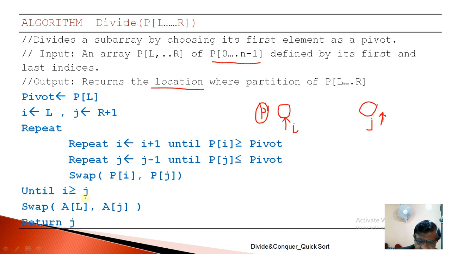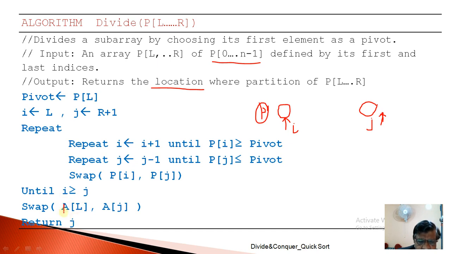Okay, when this stage is reached, either I and J are at the same position, the pointer at I and the pointer at J are at the same position, or they must have crossed. In that case, we will exchange the leftmost extremity element.